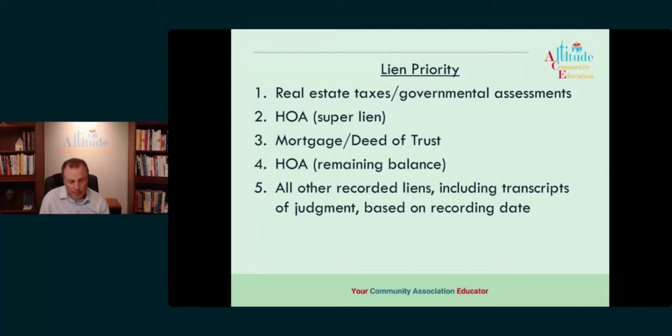Maybe they have not been paying other bills, and so there are transcripts of judgment. Any other type of lien that someone might have on the property is all going to fall below. Again, if we were looking at this in terms of lien priority, if number 3, the mortgage or deed of trust, were to foreclose and go through the whole foreclosure process, number 4 and number 5 are wiped out. They don't receive any money.